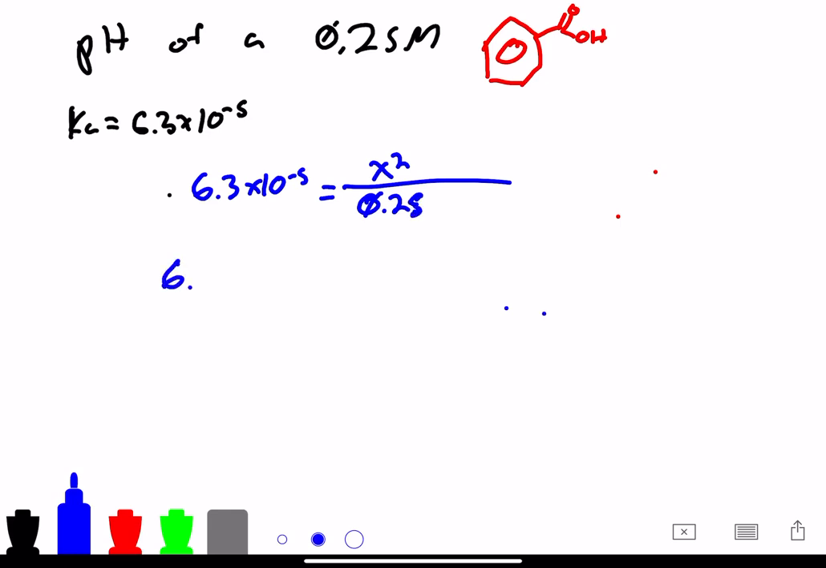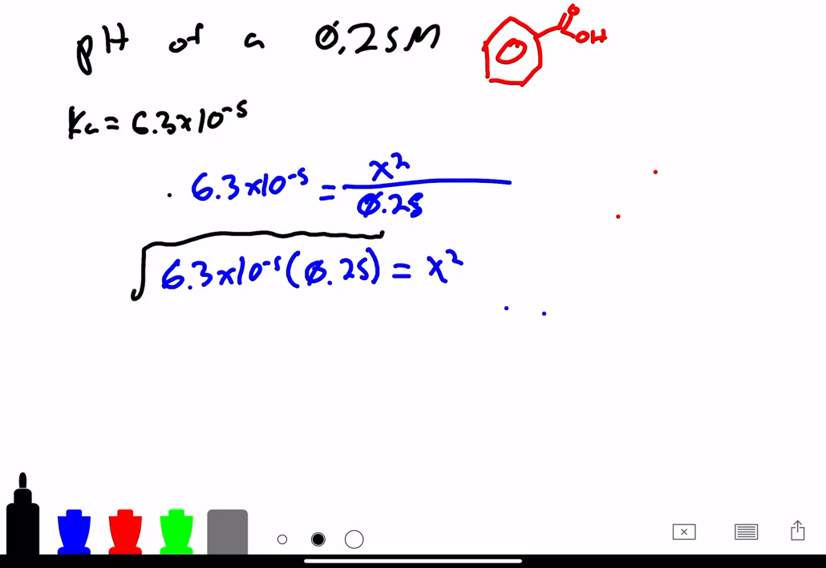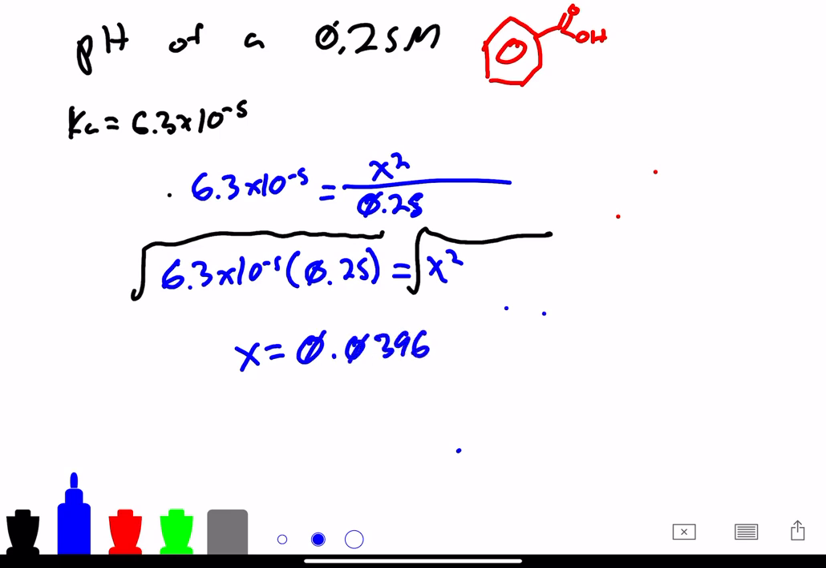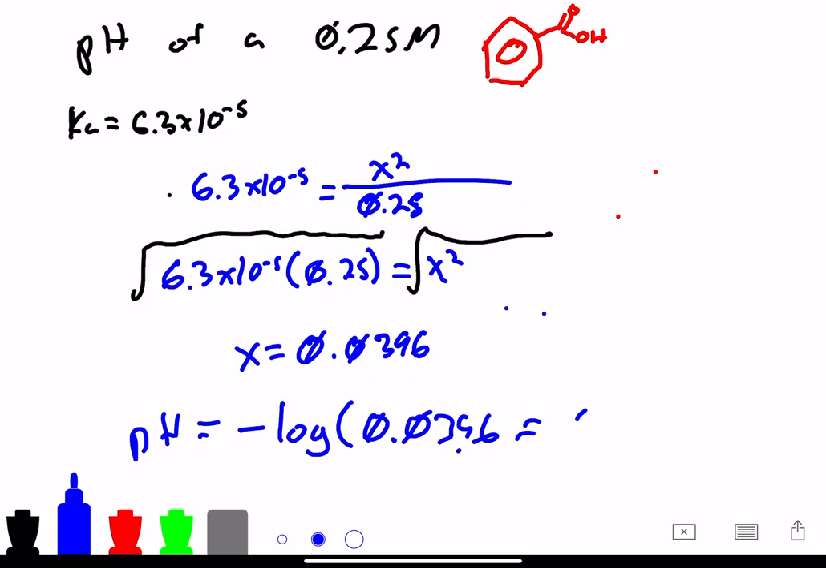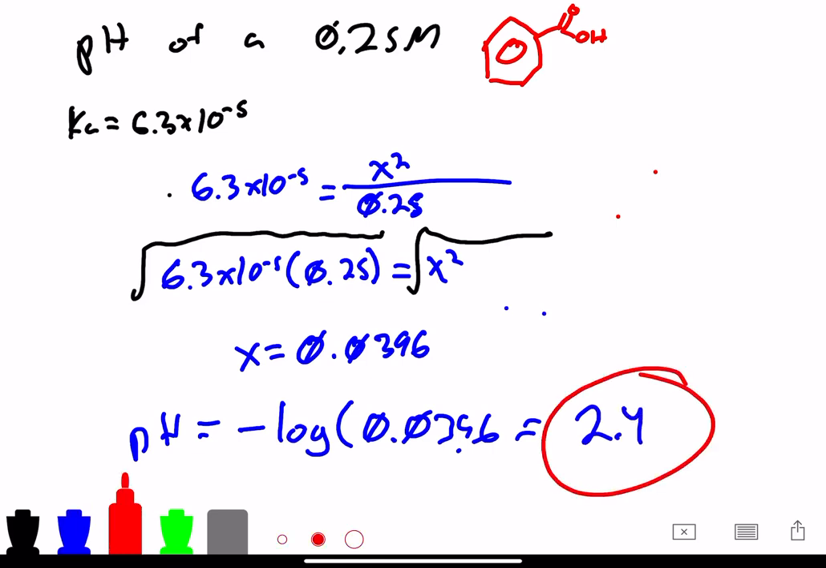Well, now if we just take 6.3 times 10 to the negative fifth and multiply both sides by 0.25, we're left with this. Now we can take the square root of both sides, and we find that x is going to be equal to 0.0396. Now if we take the opposite of log of 0.0396, we find that the pH is equal to 2.4. And that's our answer for that question. So again, we can use the approximation method here because Ka is very small.